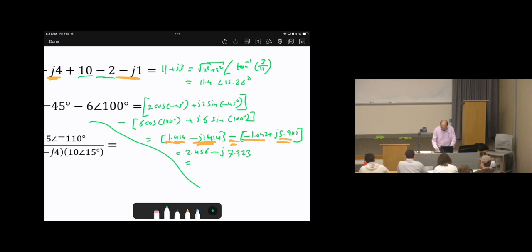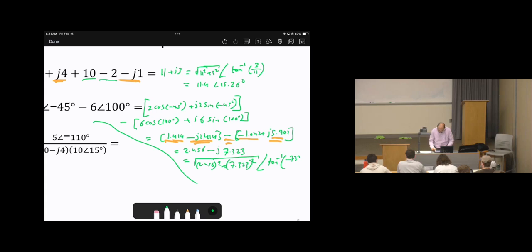If we need to convert this to polar, it will be the square root of 2.456 squared plus 7.323 squared, angle tan inverse of negative 7.323 divided by 2.456. So the answer will be 7.72 angle negative 71.46 degrees. Okay? So you see that analysis? That's how we do it.